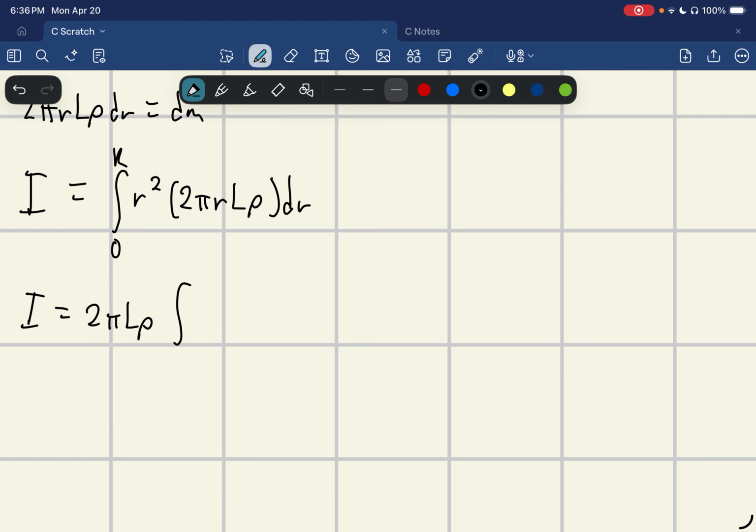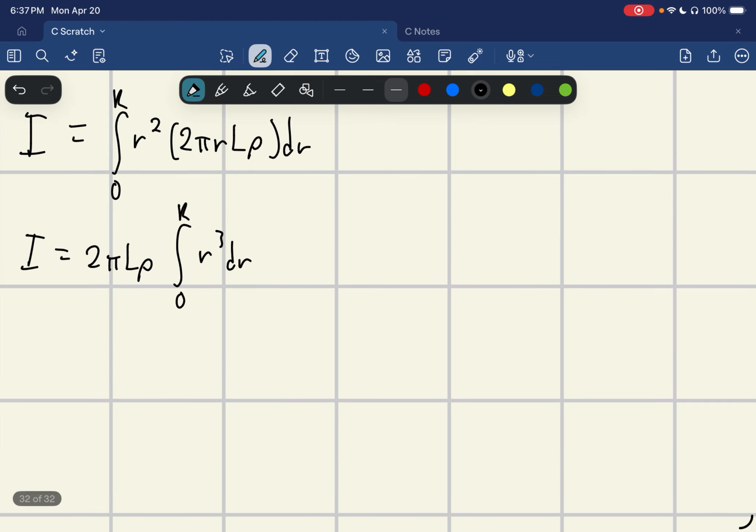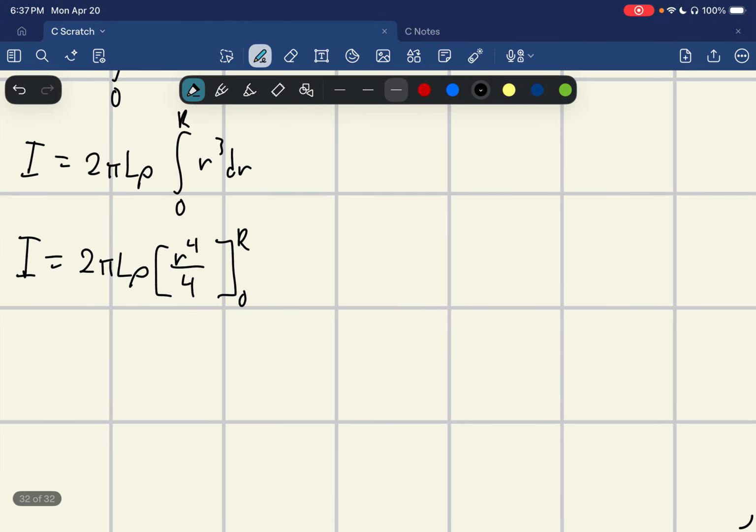And then here, this r in the parentheses will combine with the r squared on the outside to become r cubed, r cubed dr. And then we would just integrate this. So it would be 2 pi L rho, and then it would be r to the 4th over 4 with the bounds from 0 to R. I'm going to plug in 0 and R. If you plug in 0, that'll just be 0, so we can just plug in R, or capital R, I should say, 2 pi L rho times R to the 4th over 4.